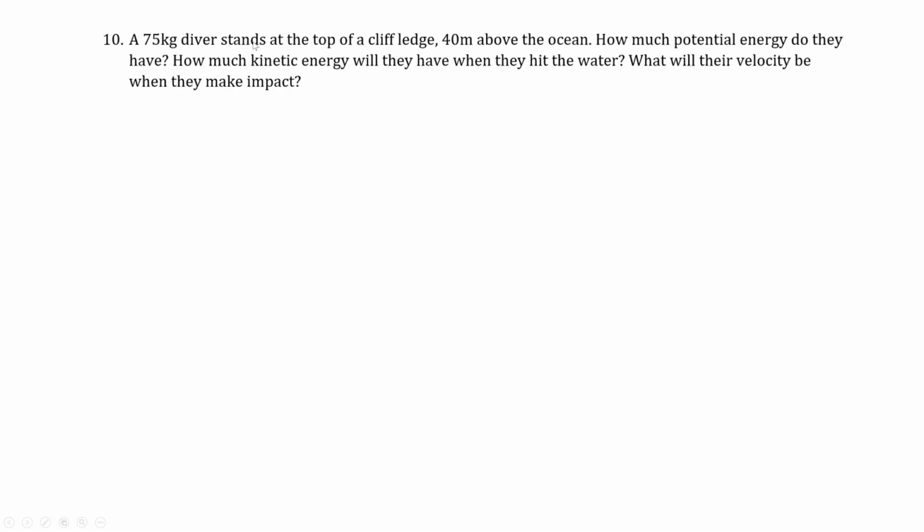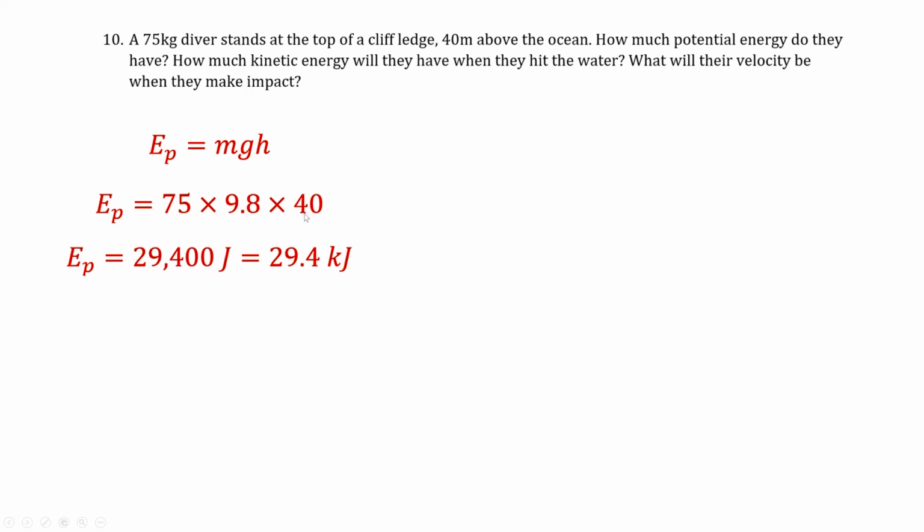A 75 kilogram diver, this one looks a bit longer, stands at the top of a cliff ledge 40 meters above the ocean. Now this is realistic, these guys do dive from 40 meters up, don't try it yourself. How much potential energy do they have? How much kinetic energy will they have when they hit the water? What will their velocity be when they make impact? Okay, number of things going on here. Let's work out the potential energy first. Mass times gravity times height. 75 times 9.8 times 40. So they have 29.4 kilojoules of energy.